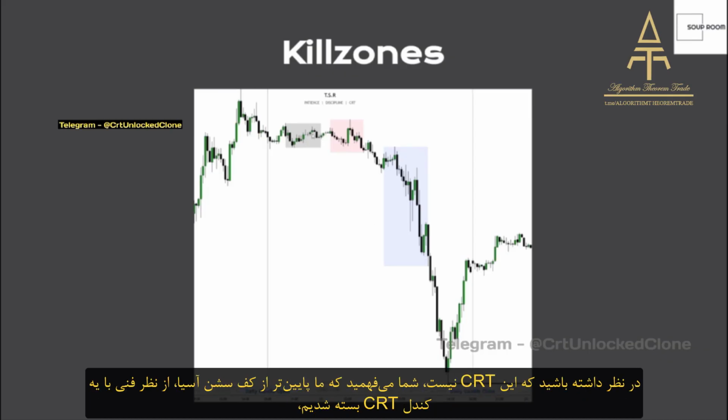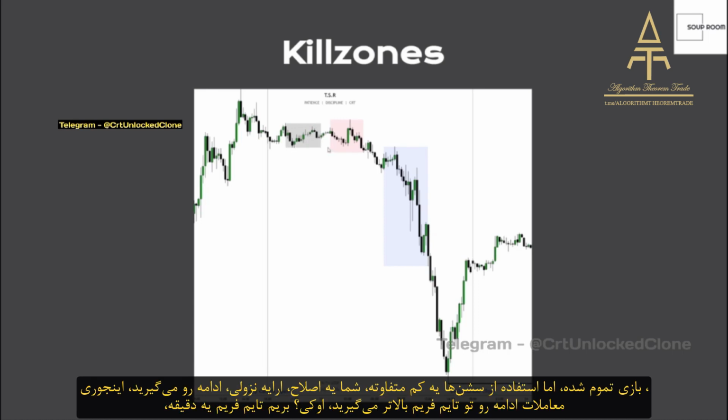Keep in mind, this is not CRT. You understand that we closed below the low of the Asia session. Technically, with a CRT candle, the play is over. However, using sessions is a little different. You'll catch a retracement, bearish PD array, continuation. This is how you catch continuation trades on the higher time frame.